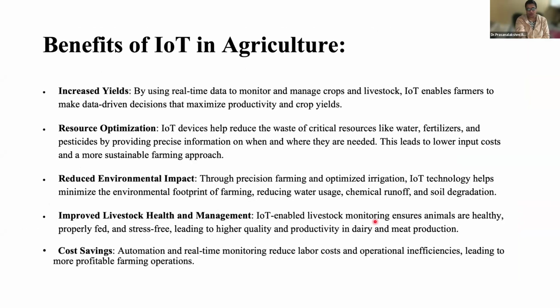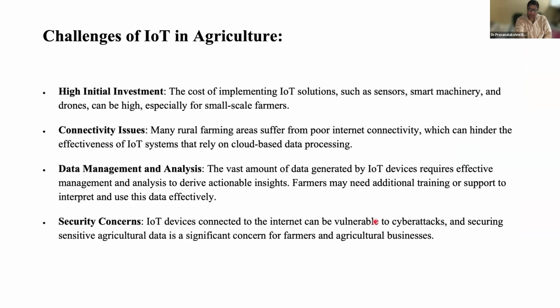So these are some of the applications of agriculture, and obviously there are so many benefits: manual labor is reduced, it is cost effective, and it utilizes resources at an optimized level. And obviously the same set of challenges are here also. Initial investment is too high. There are some connectivity issues, because these come by means of network issues.